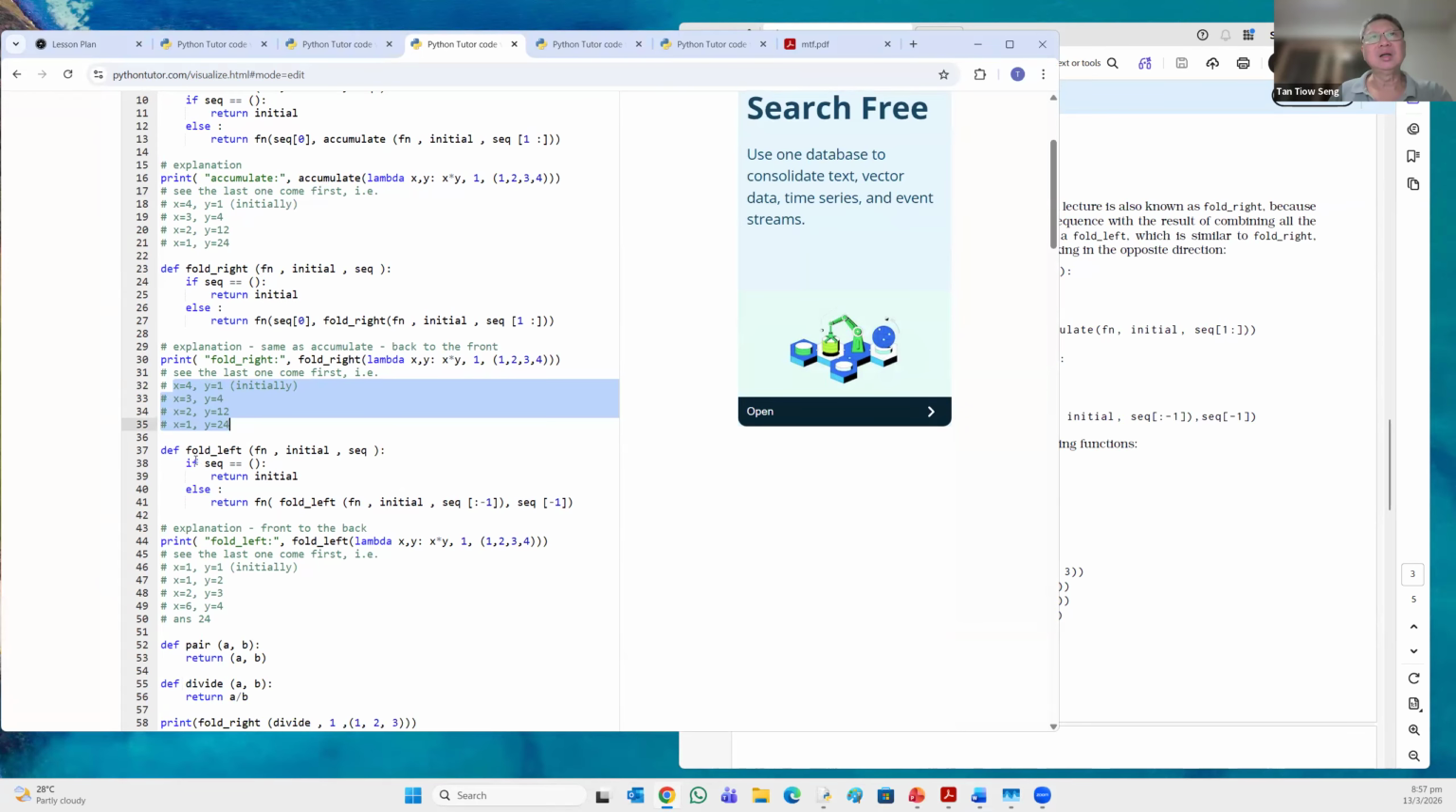Then you can expect the full left to be the other way, and so you have to take the last one, or this one shouldn't be the last one come first. It's the first one come first. The full left, so this is the first. So the first one comes first. Now it's from the front to the back.